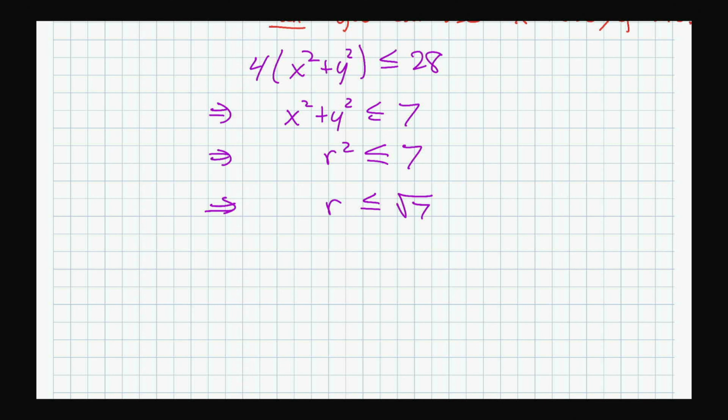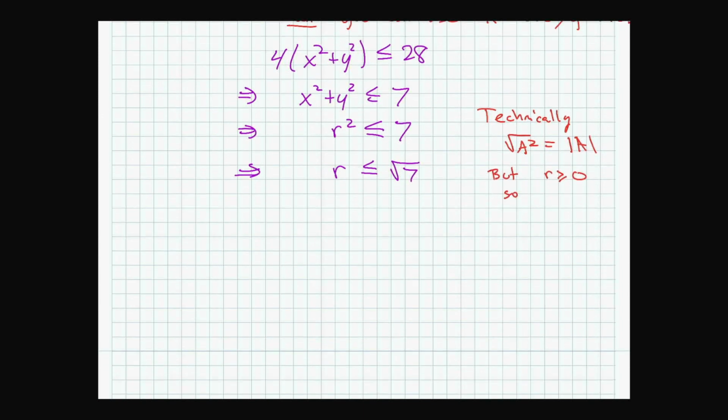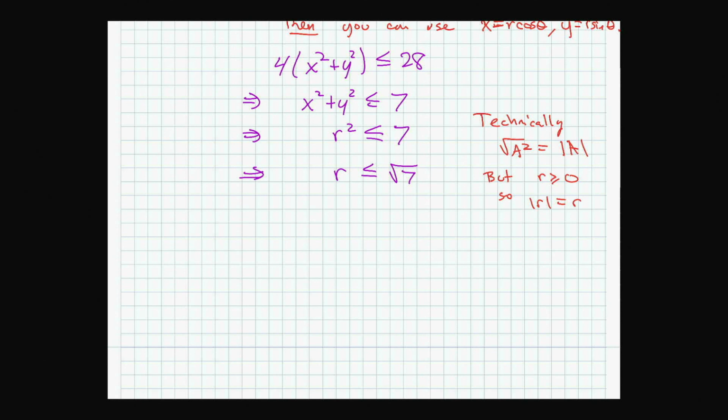And there is a comment here. Technically, the square root of a squared is the absolute value of a, but r by convention is going to be positive. So the absolute value of r is just r because it's already positive. What I'm saying is you do not need absolute values on that. You can just not. Okay? So you end up with this, r less than or equal to square root 7. So really we're already done.